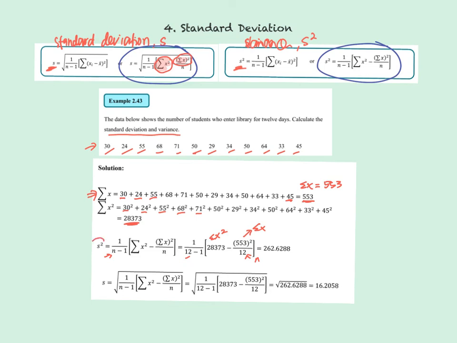So formula, this one is for variance, no square root. So you are going to get the variance for this data, 262.6288. But then in order for you to calculate the standard deviation, you need to put the square root. So if you just simply put the square root to the variance over here, s square, so you are going to get the final answer. This one is standard deviation. Standard deviation equals to 16.258.